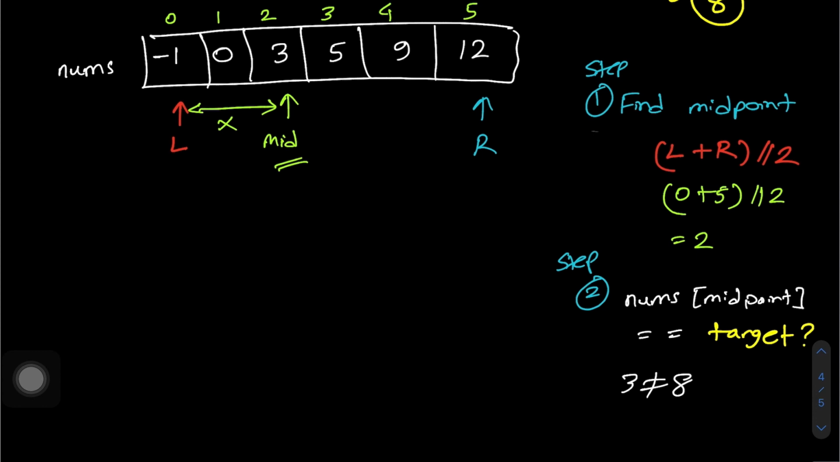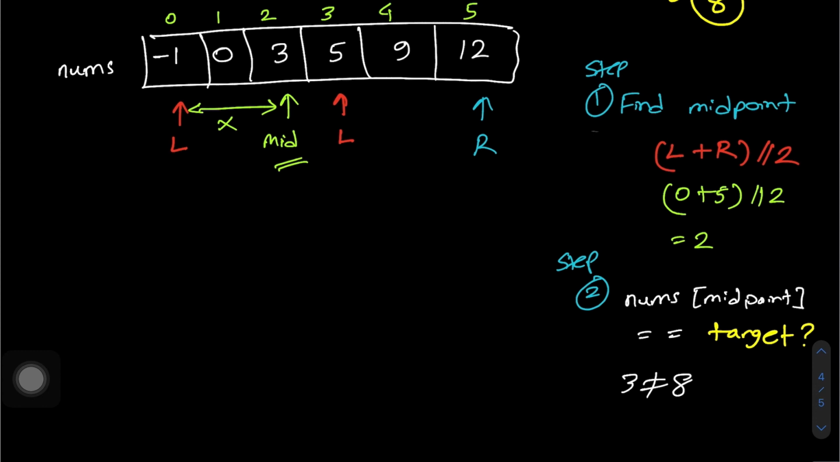this means that all the values that come before this index 2 would naturally get disqualified, because 8 is definitely larger than 3 and would be found anywhere after mid, right? Because we already know that mid is not the value that we're looking for. So what we do in the next iteration is change the left pointer. So where does the left pointer reside? The left pointer now will take the value of mid plus 1.